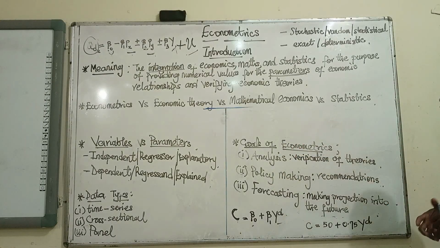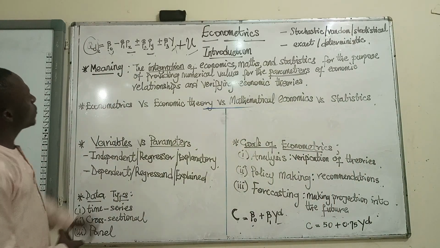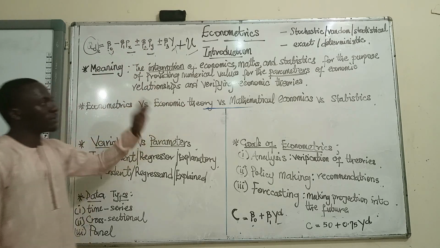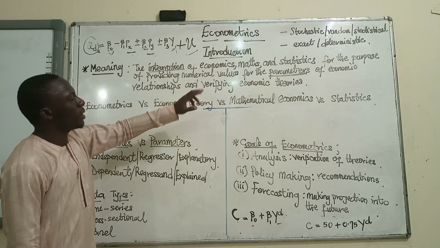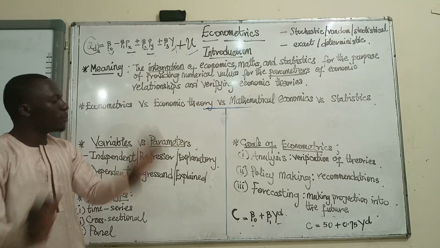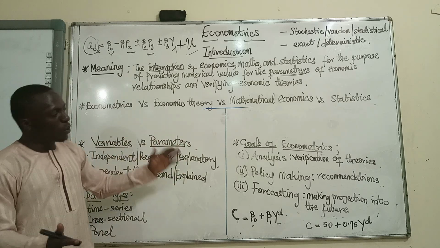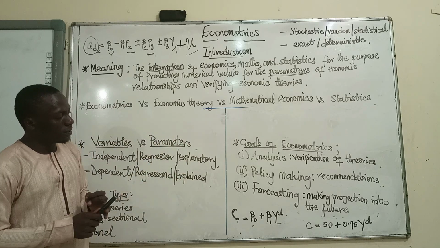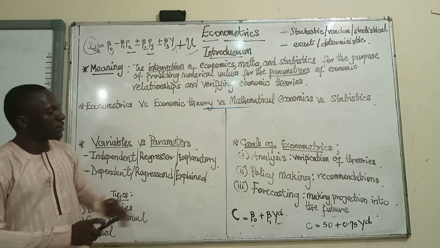Then we move to the goals of econometrics. The goals of econometrics. So it involves the integration of economics, mathematics, and statistics for the purpose of providing numerical values for the parameters of economic relationships. So it has a purpose. And we basically can categorize the goals of econometrics into three. We have analysis, policy making, and forecasting.